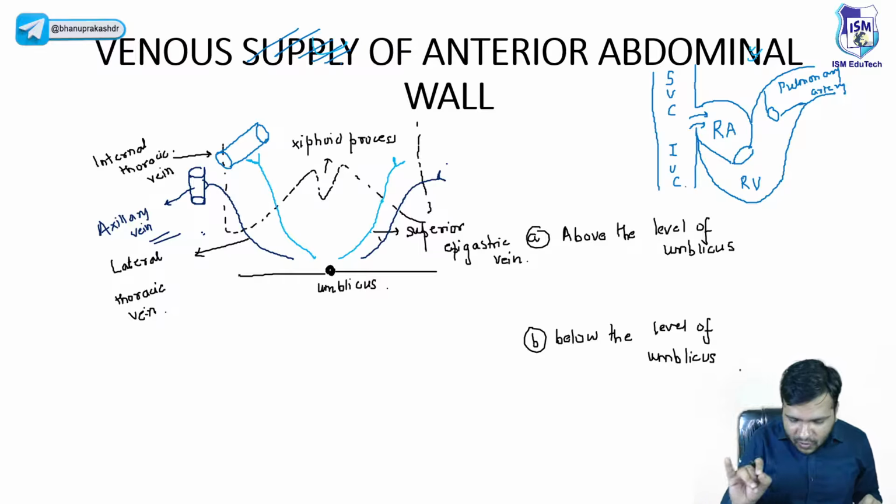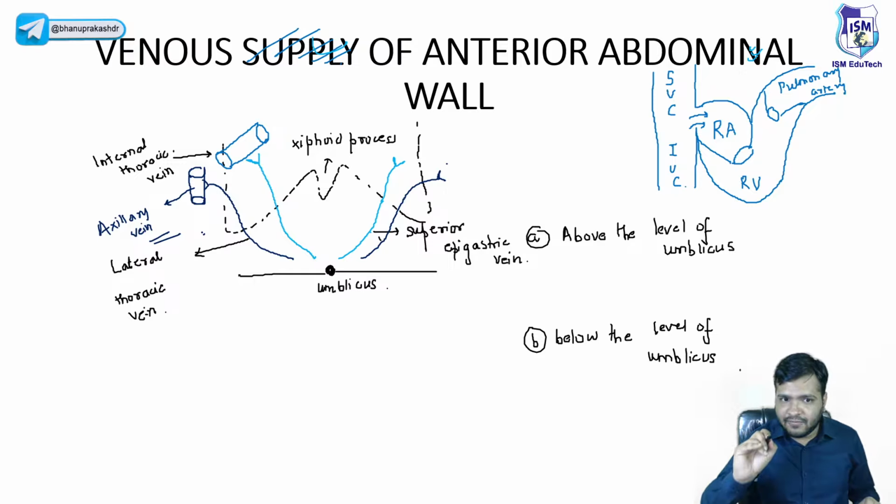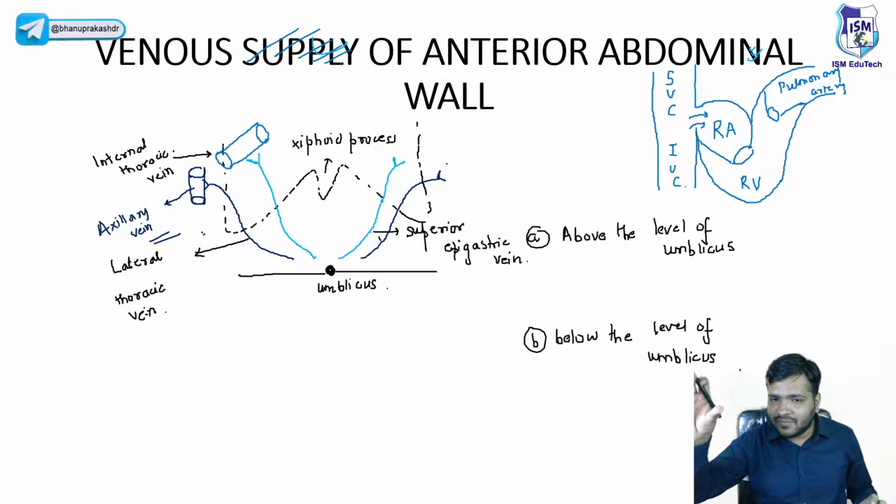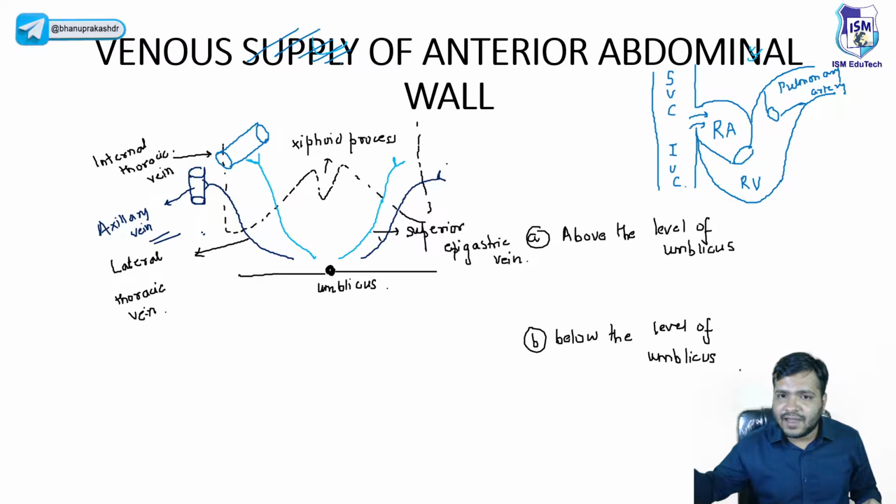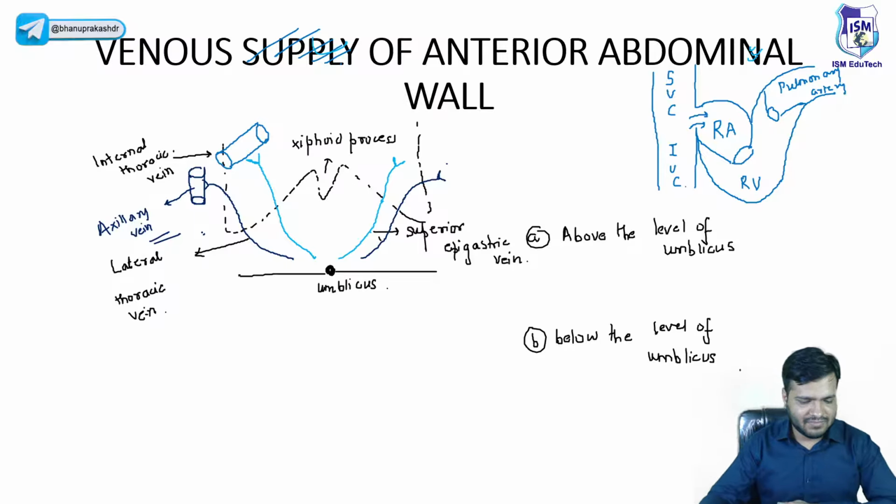मुझे पूरा एक रूट लिख के दे दो फटाफट से कि अब इंटरनल थोरेसिक वेन जो है, it will drain the blood into dash, and मतलब they will combine, brachiocephalic veins वो combine करेंगी, फिर वो IVC बनेगा. मतलब पूरा एक लिख के बता दो मुझे कमेंट सेक्शन में.